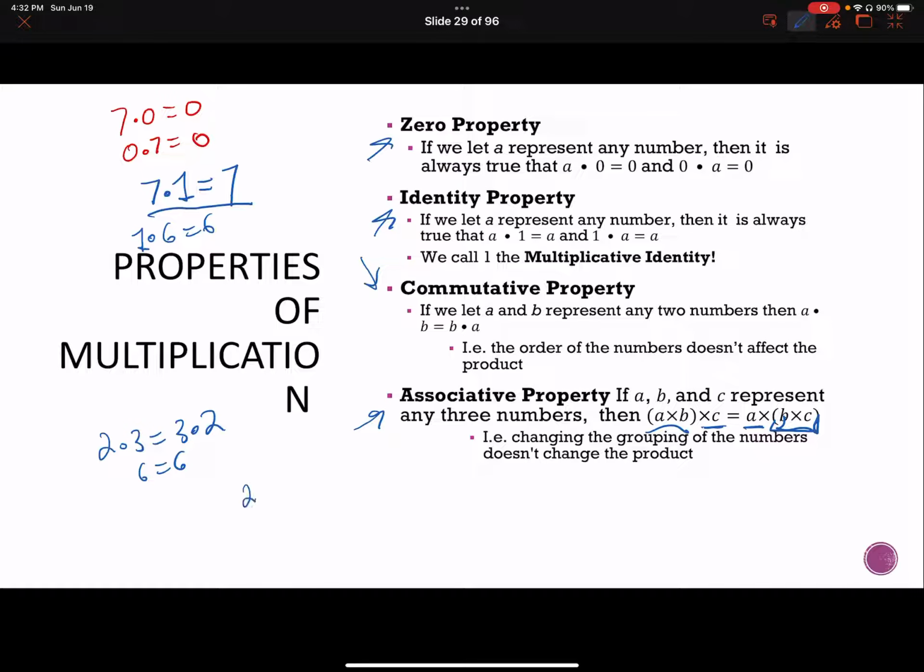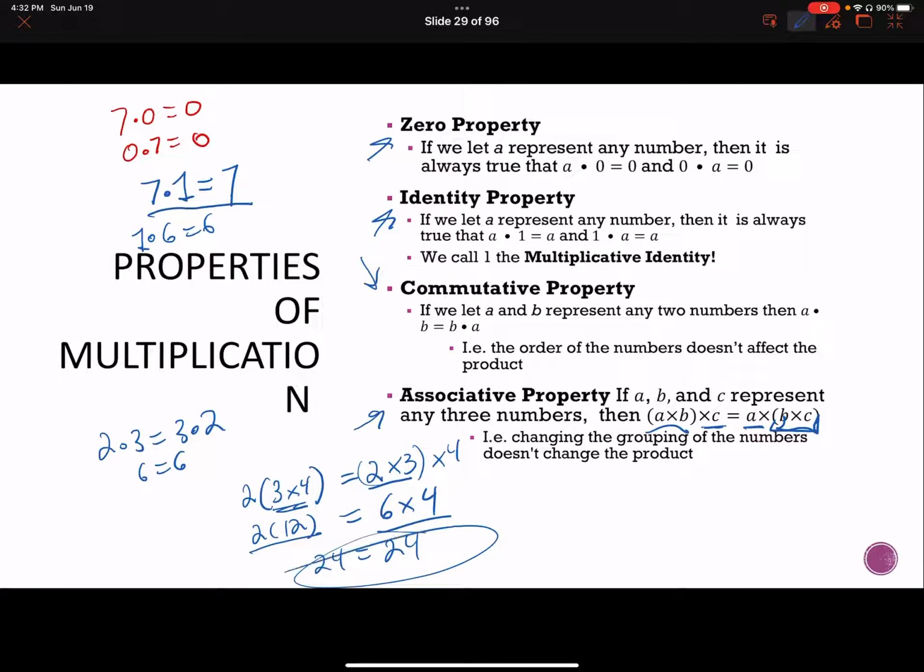So if I have (2 times 3) times 4, and I have 2 times (3 times 4), this would be 2 times 12, because I simplify parentheses first. Remember, PEMDAS, GEMS, order of operations. 2 times 3 is 6, so I've got 6 times 4. 2 times 12 is 24. 6 times 4 is 24. We have the exact same number.